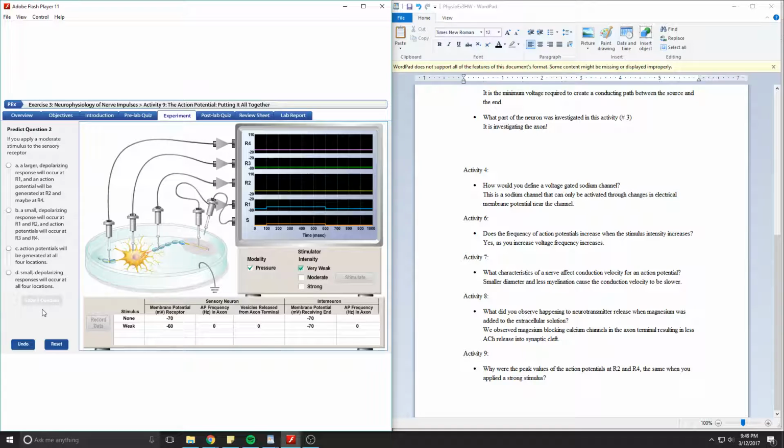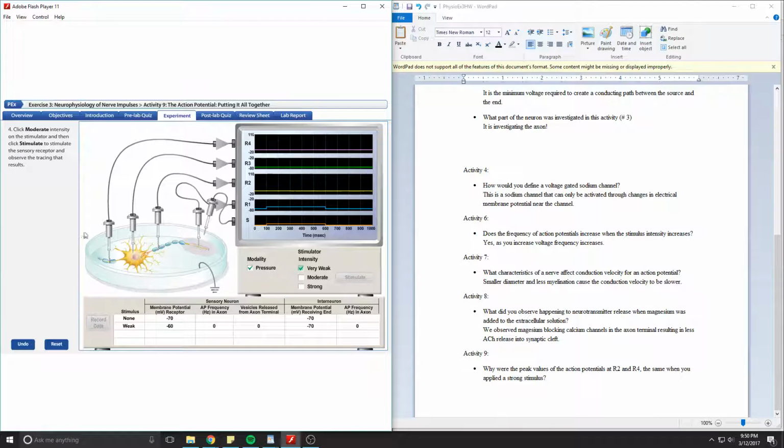Okay. If you apply a moderate stimulus to the sensory receptor, a larger depolarization will occur at R1 and the action potential will be generated at R2 and maybe R4. Okay, that sounds good to me right now. A small depolarization response will occur at R1 or R2 and the action potentials will occur. Okay, I still think this is more correct. Action potentials will be generated at all 4 locations. Small depolarization. I'm going to go with number 1.